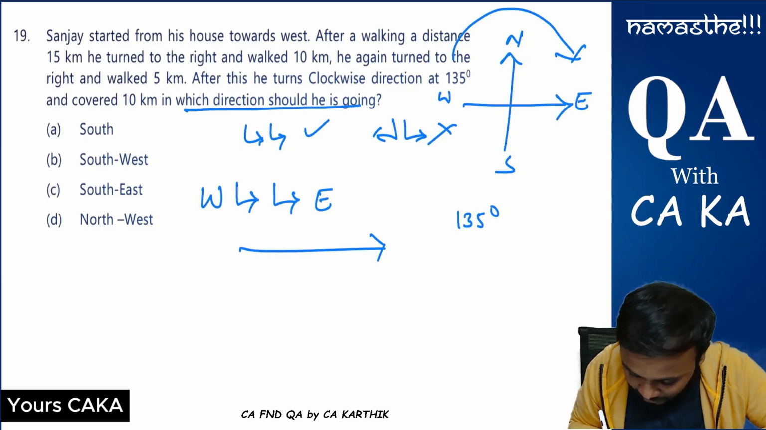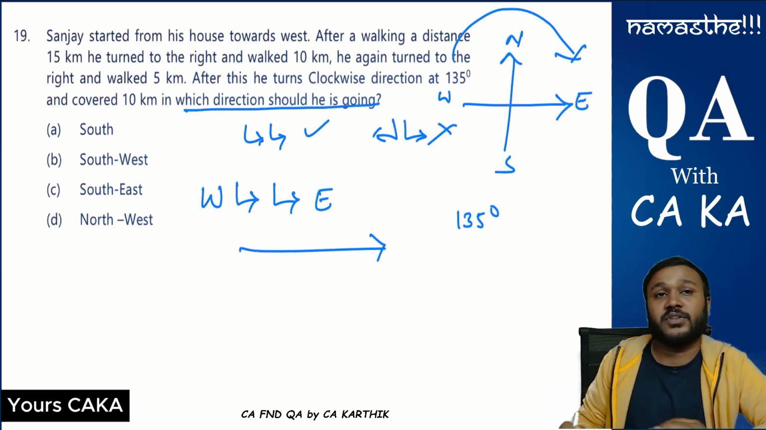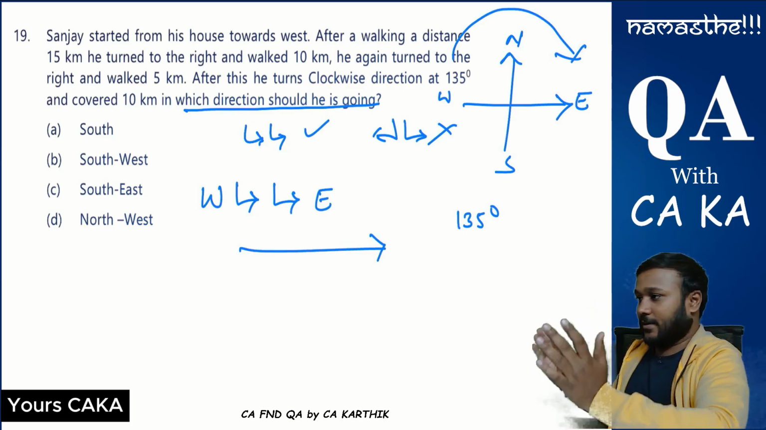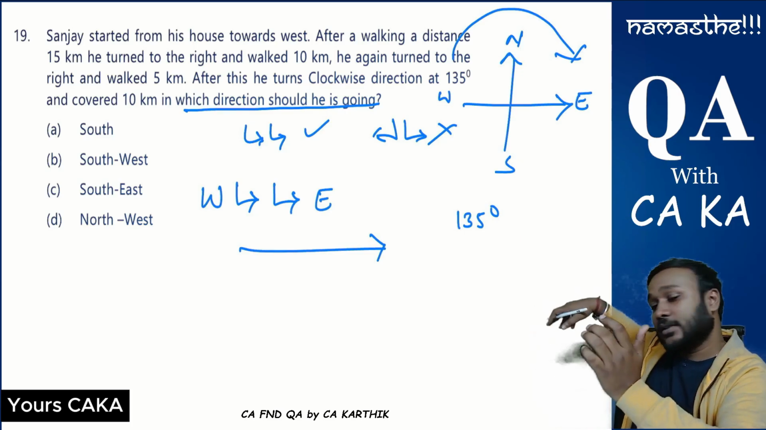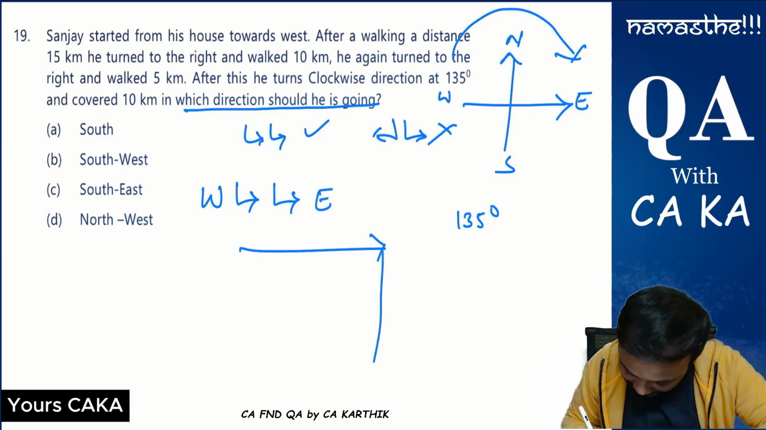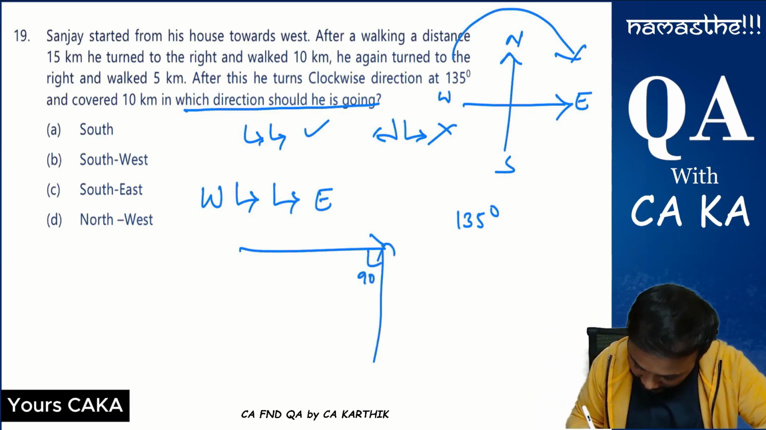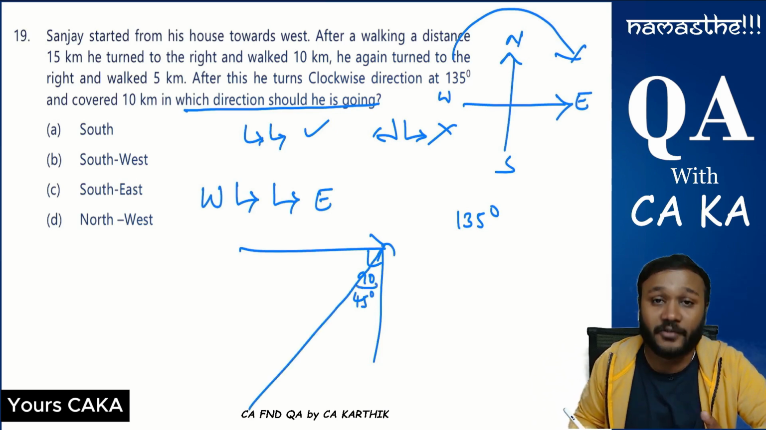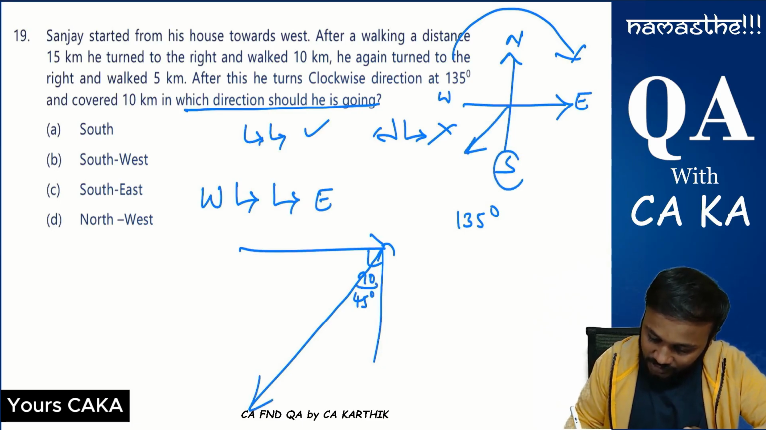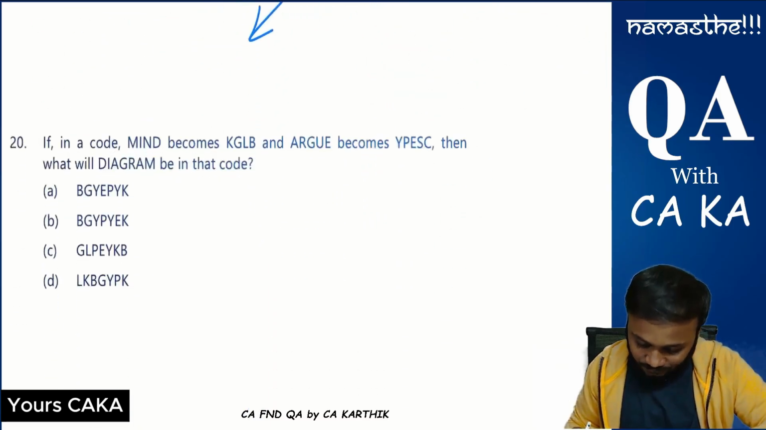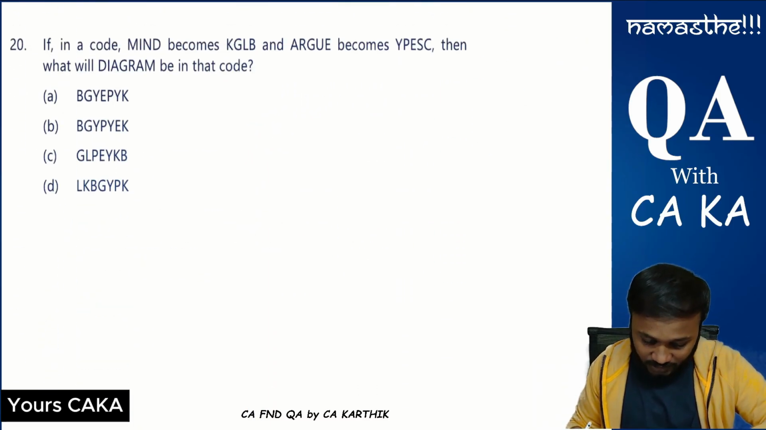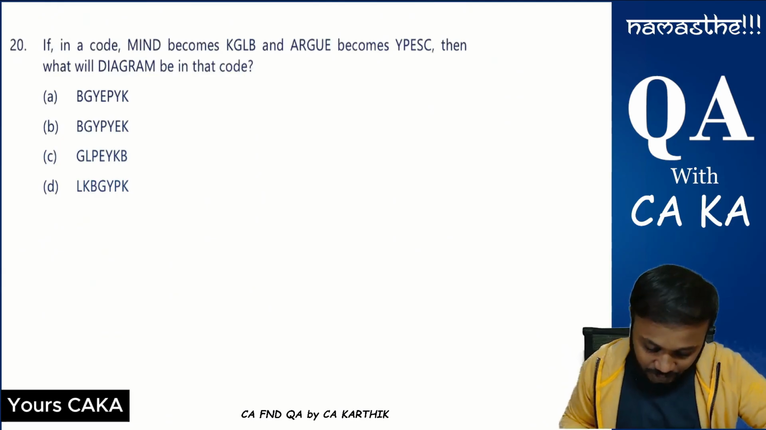In which direction is he going now? He is facing the east side and turning 135 degrees. So this is 90 degrees. I hope you all know this is 90 degrees. From here to here it is 90 degrees, and then another 45 degrees, which makes it 135 degrees. So this direction he is walking, which is nothing but southwest. Option B is the right answer. I hope you're getting clarity on this. If not, you can go back and see the video.